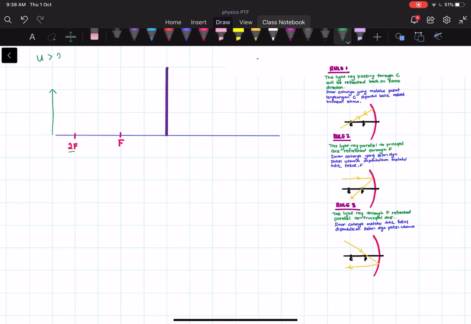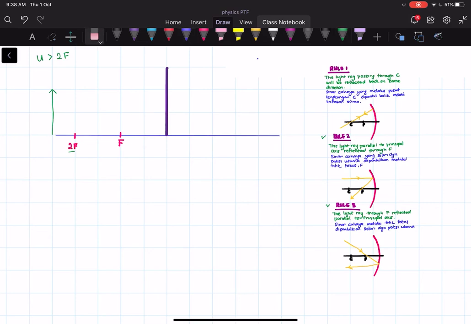U is more than 2F. Now, what's going to happen here? We're going to draw a ray diagram to show where the image will be formed for this drawing here. For that, I'm going to go with rule 2 and rule 3 here. Of course, I can use rule 1, but I'm just showing you with rule 2 and rule 3 here.